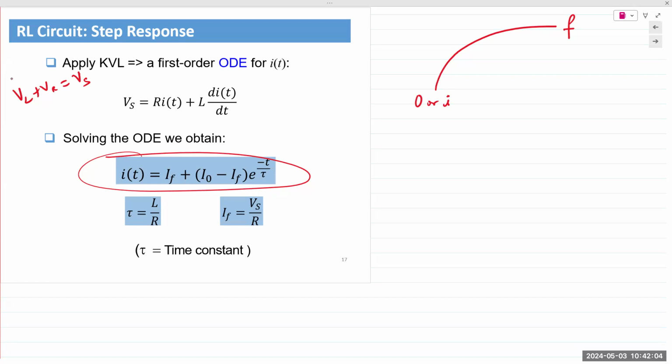If the component is completely discharged, if it did not have any stored energy, then I0 would be equal to 0, and the equation would simply be IF minus IF times e raised to minus t over tau. So no initial energy, then I0 goes to 0. Tau still remains the same, L over R. That does not change. The time constant tau does not change. So again, the equation is exactly the same. It follows the exponential function e raised to minus t over tau.